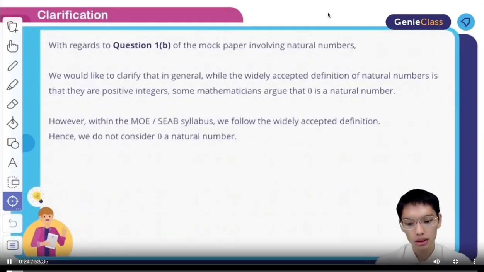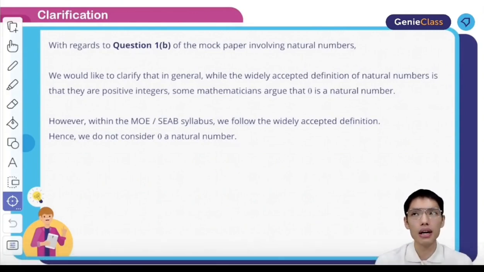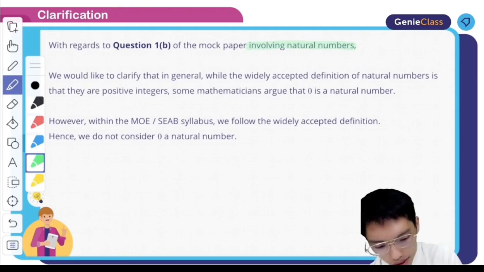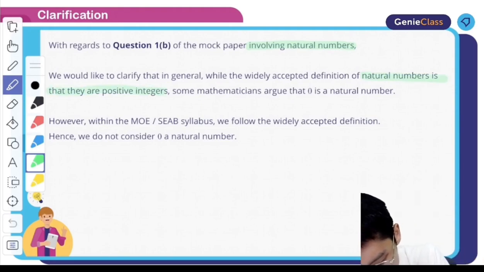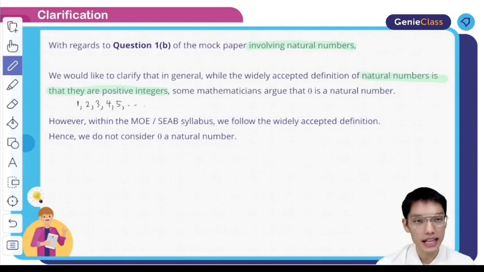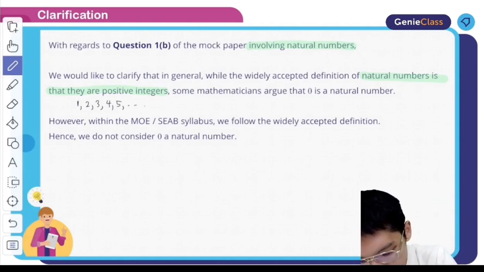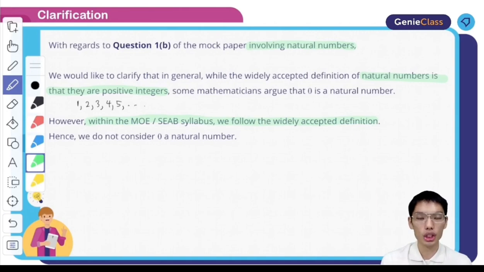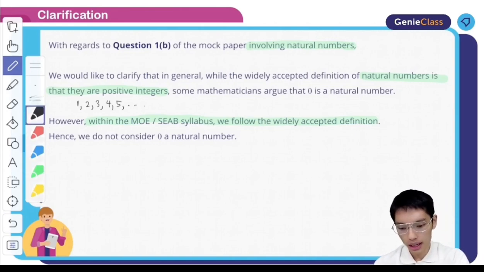So, what are we learning today? Before we get to the starting of the lesson, just to clarify with regards to the question on 1B of the mock paper that we went through last week. When we talk about natural numbers, in general they are positive integers, so excluding zero: 1, 2, 3, 4, 5. Some mathematicians actually say that zero is a natural number. But we follow the widely accepted definition, and zero is therefore not a natural number as what we have gone through.